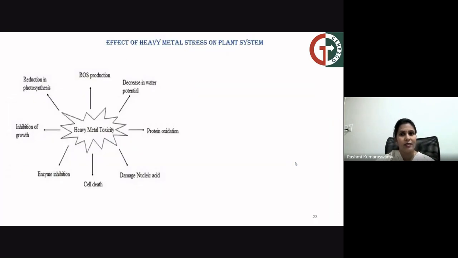Coming to the heavy metal stress condition in plants, this heavy metal stress is induced by heavy metals like cadmium, lead, and aluminium, particularly due to industrial waste outputs.